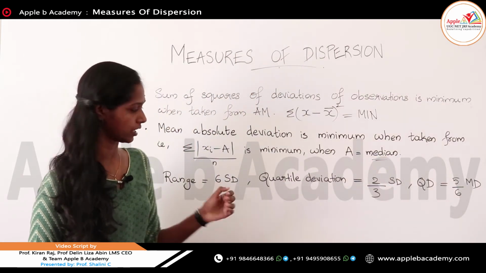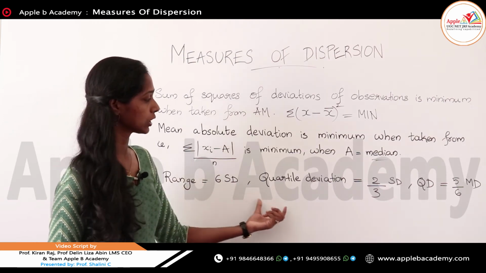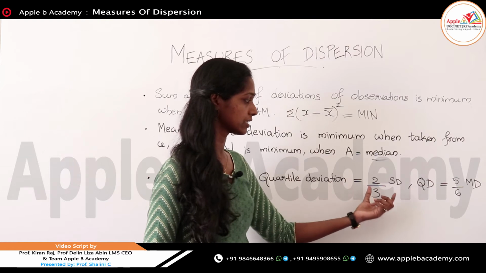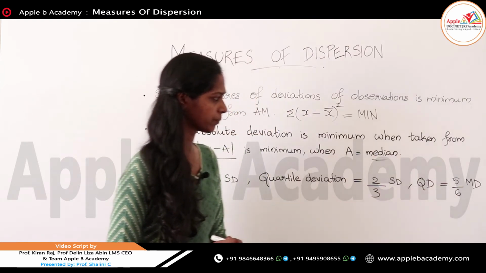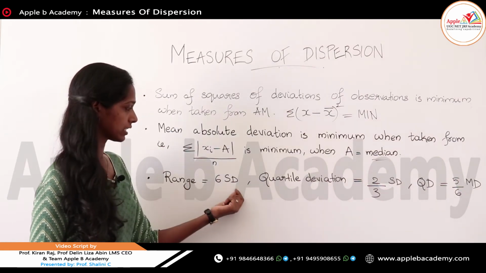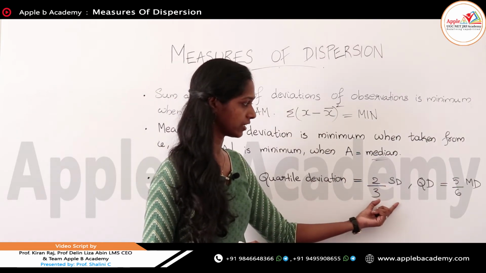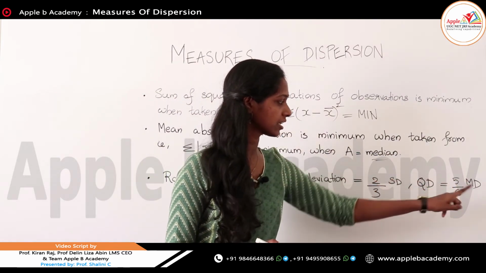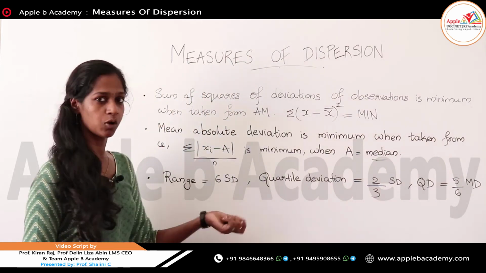Additionally, we have a few formulas. So range is equal to 6 times standard deviation. Quartile deviation is equal to 2 by 3 standard deviation, and quartile deviation is also 5 by 6 mean deviation. So these problems are related to finding the range given the standard deviation, finding the quartile deviation given the standard deviation, or finding the mean deviation given the quartile deviation. In those cases, these formulas are used.